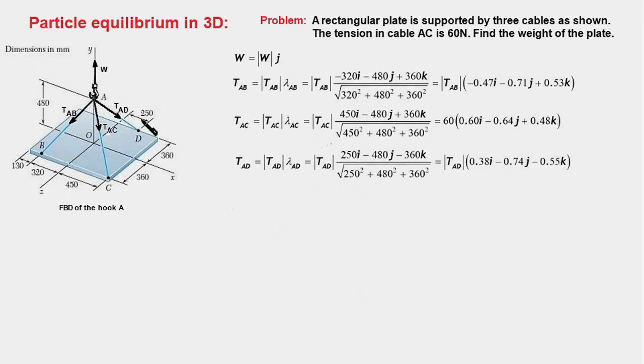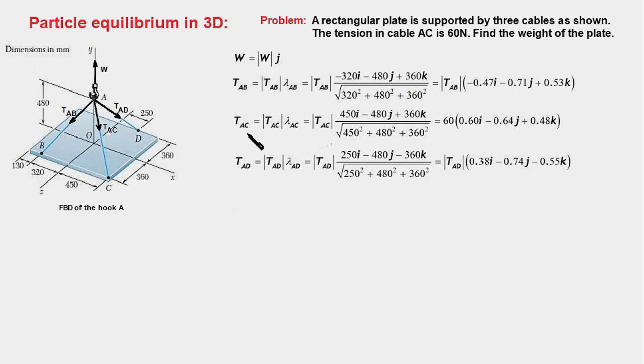So as I said before, there are four forces acting at point A, and our task now is to write all these four forces in vector form. W is acting upwards, therefore it is the magnitude of W times j. The force TAB is equal to the magnitude of TAB times a unit vector along AB, and the unit vector along AB is the position vector divided by the magnitude of the position vector AB.